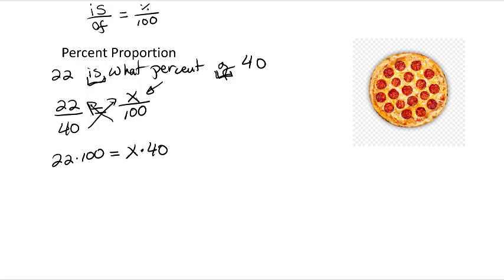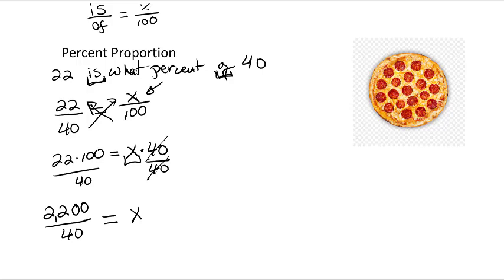The next step is to divide by 40. Let's divide both sides by 40 because we would like to isolate and solve for x. So we'll divide by 40 here and here. On the left-hand side, we have 22 times 100, which is just 2,200. We add 2 zeros, divide by 40. This is equal to x times 40, divide by 40. These cancel, so we just have x.